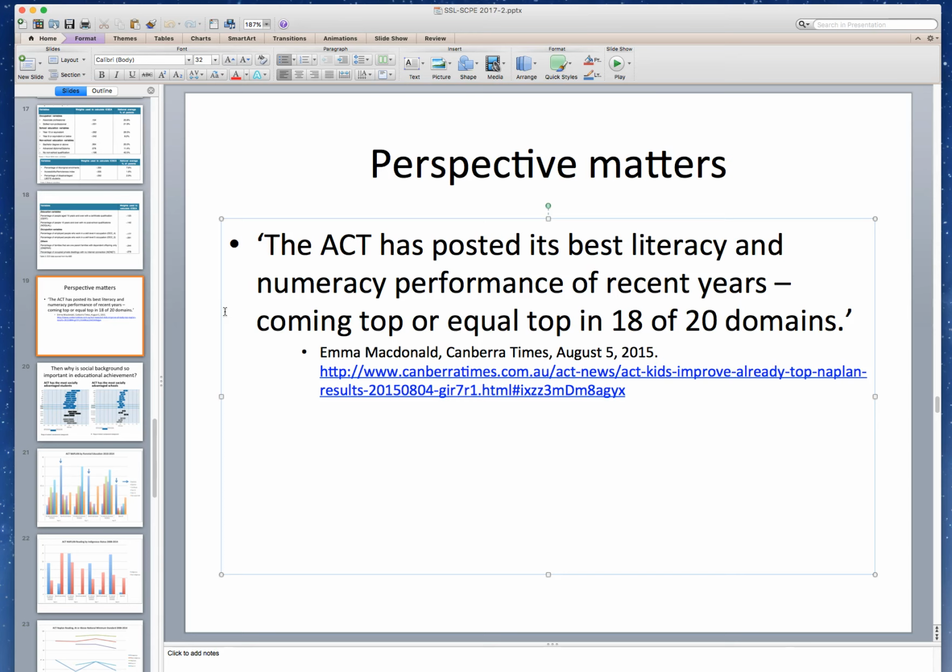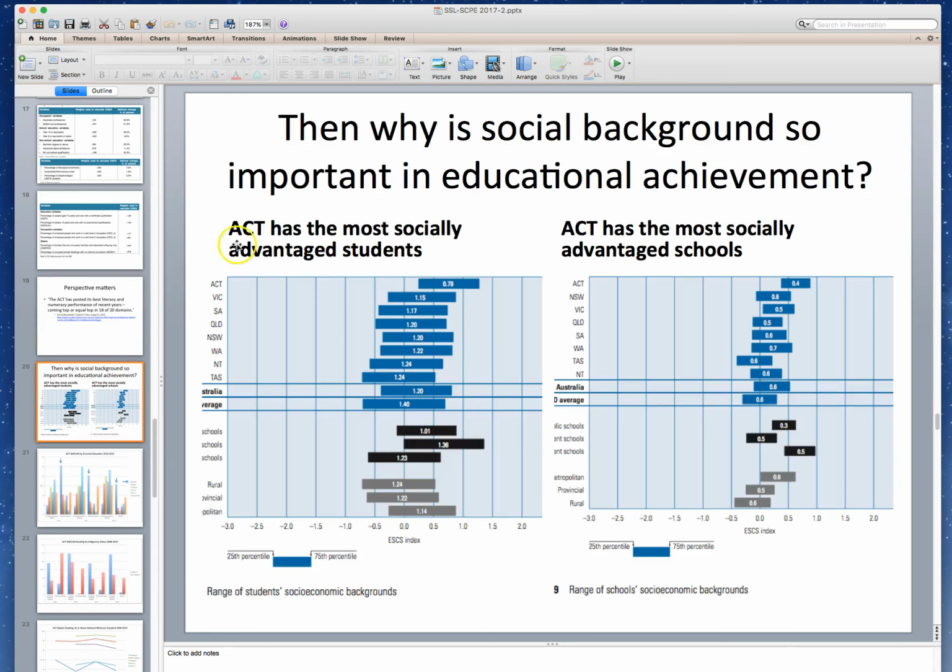We need to keep in mind that half of you won't work in Canberra in 10 years' time. So what is understood as advantage and disadvantage here is a different beast, and we need to think critically about that. Importantly, while the ACT has some of the most socially advantaged students, you can see there that ACT kids are right over compared to everyone else. It also has some of the most socially advantaged schools, so they're right over here. So we want to recognise that the schools we're working in are actually not typical of the nation.